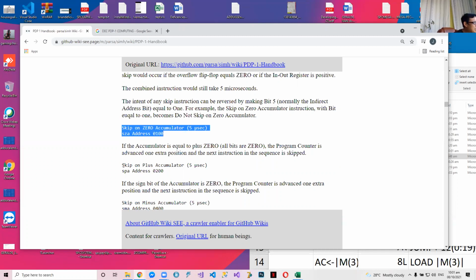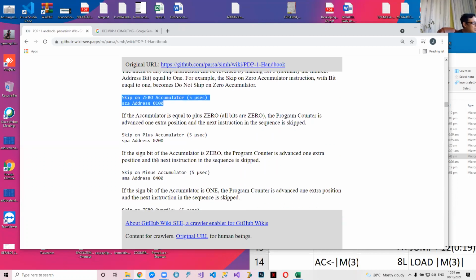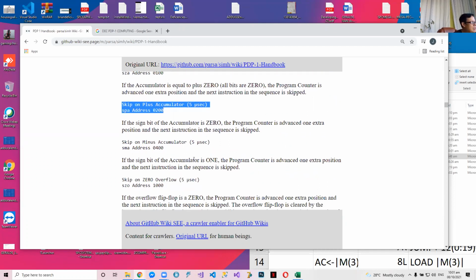Okay. Skip on plus accumulator. The sign bit of the accumulator is 0, which means it's positive. Okay. 0 is positive, no? So this is like jump plus. Do you follow? Now, skip on minus accumulator. This is like CF. Do you follow? SMA.